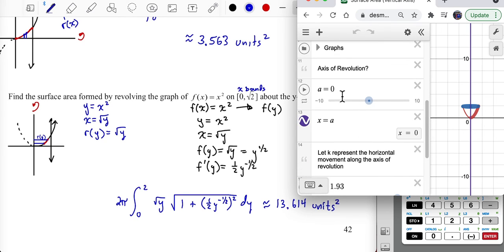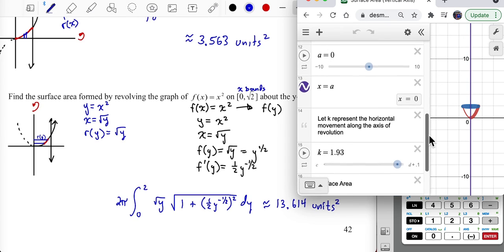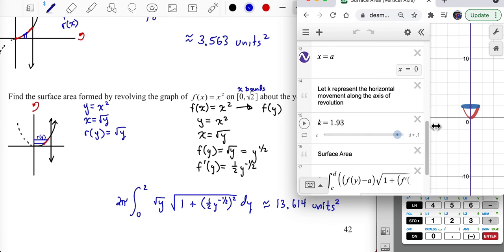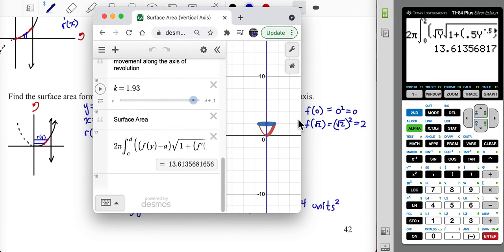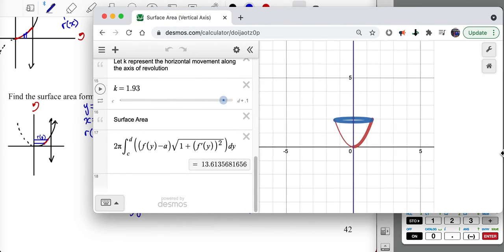What's my axis of revolution? x equals 0 because it's a vertical axis. k is the horizontal movement. That's more for a visual. I'll show you that in a sec. And then it'll compute the surface area for you. And so it really is just a matter of the setup.